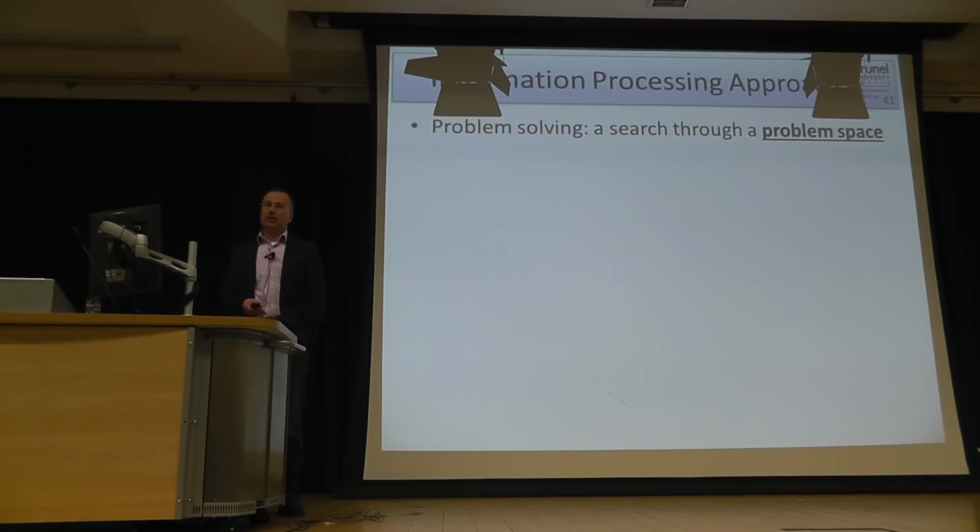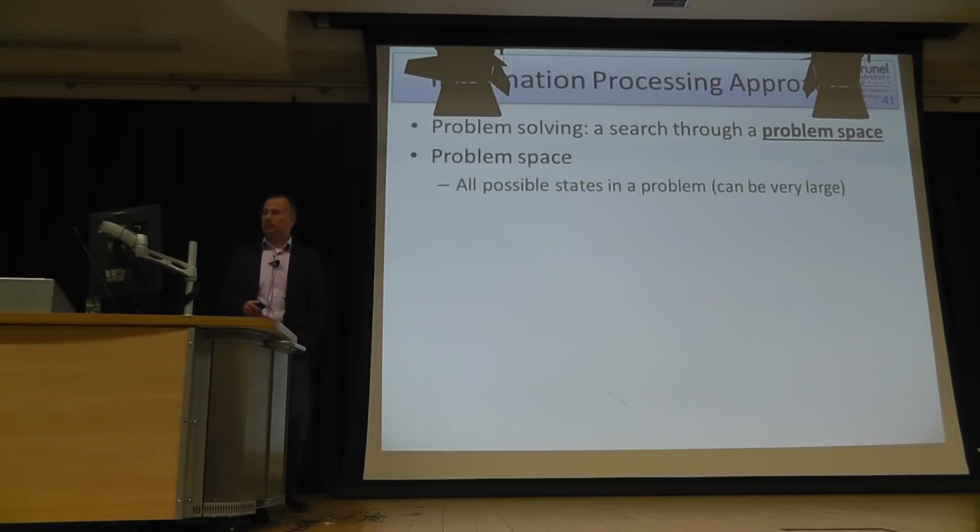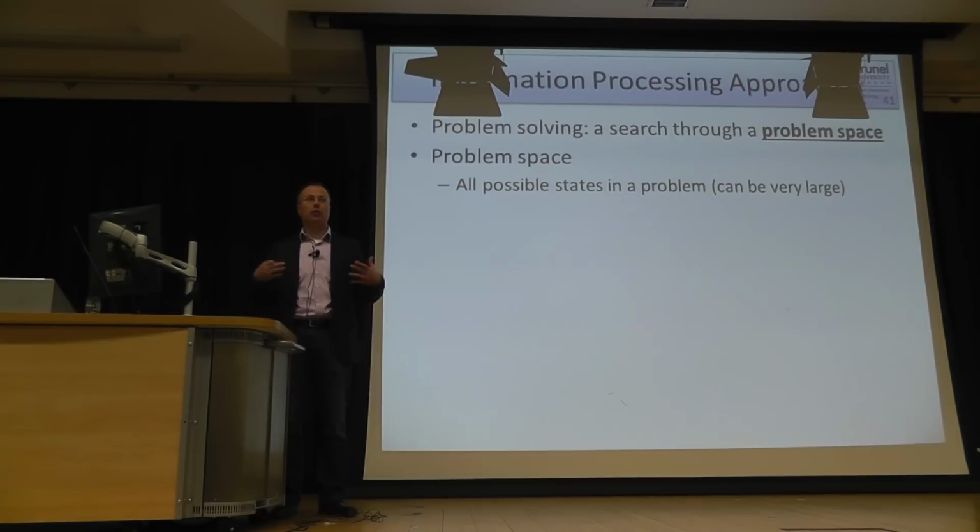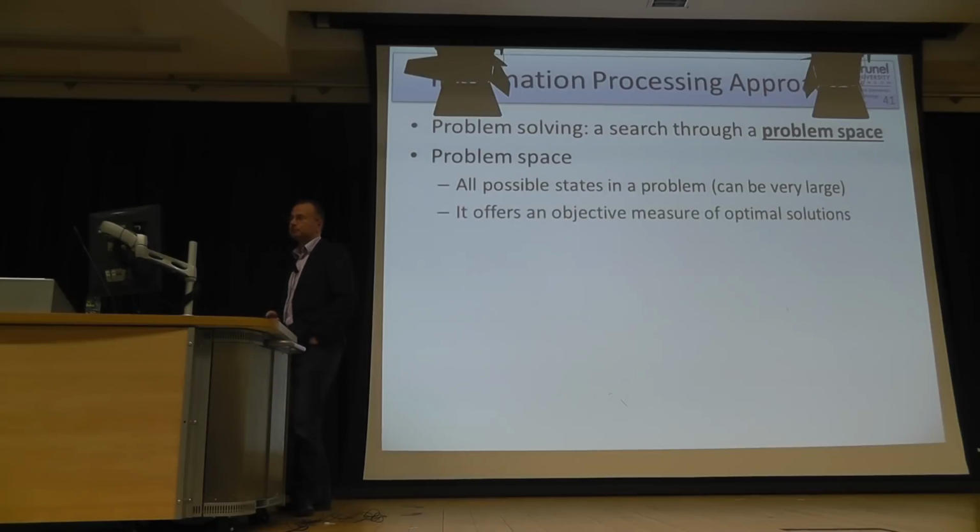The idea of Simon and Newell was that we actually do a kind of search through what is called a problem space. And we will see an example of that in a moment. The problem space contains all possible states of a problem. So it can be very, very large. In chess, for instance, the problem space may involve all possible chess positions, all conceivable ones.